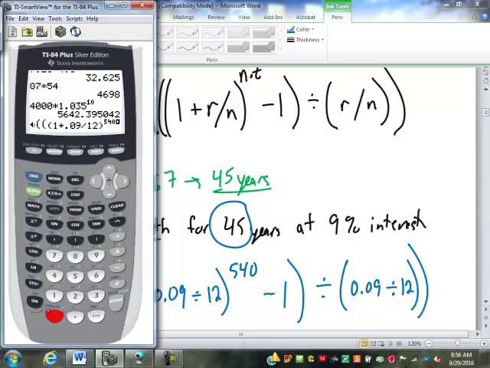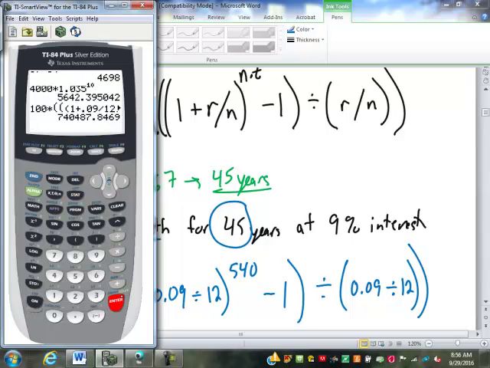Now on my calculator, if I'm in a power, I have to hit the arrow key to get out, either the down arrow or the right arrow. Some of your calculators you may have to, others you can just keep going and punch minus 1. Close parentheses divided by, open parentheses, 0.09 divided by 12. Close and close.